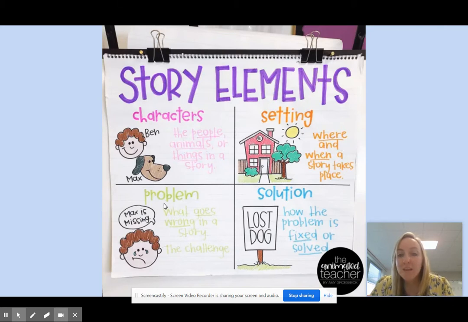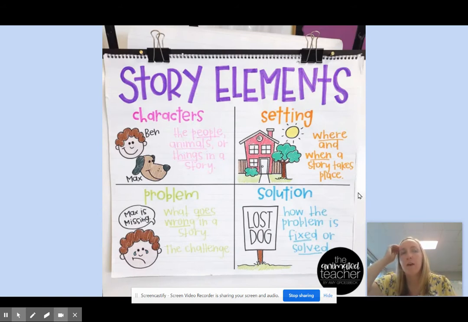And then sometimes there's a problem. Something bad happens, something gets lost, something gets broken. That can be a problem. A problem is something that goes wrong in a story. It can be challenging for the characters in the story, and they have to overcome that problem and solve it with a solution, which is one of the story elements we're learning about right now. Solution is what solves the problem, right?